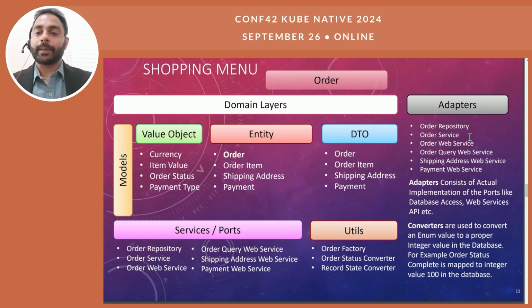What are these adapters? We have several adapters which help us to connect to these systems individually, like the order repository adapter, order service adapter, order web service adapter, order query web service adapter, and so on and so forth. These adapters consist of the actual implementation of the ports, like database access, web services, API, etc. And the converters are used to convert an enum value to a proper integer value in the database. For example, order status complete is mapped to an integer value 100 in the database.